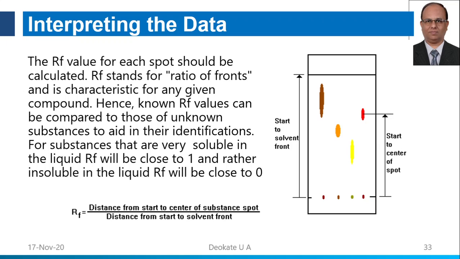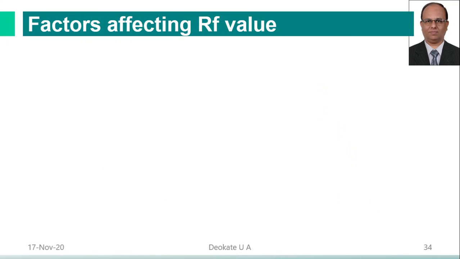For substances that are very soluble in the liquid, Rf will be closer to 1. Rather, for substances insoluble in the liquid, that is the mobile phase, Rf will be closer to 0. So Rf is the distance from the start line, that is the baseline, of a solute to the distance of the solvent front. So we are taking the Rf value and comparing it with the standard and reference. We are simultaneously spotting standards and reference on the plate. So why spot standard and reference simultaneously?